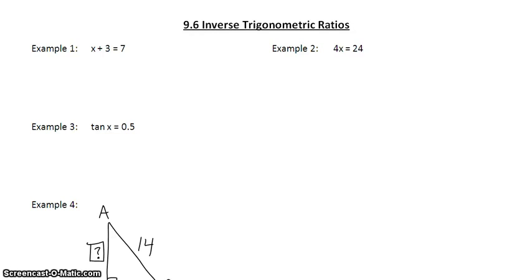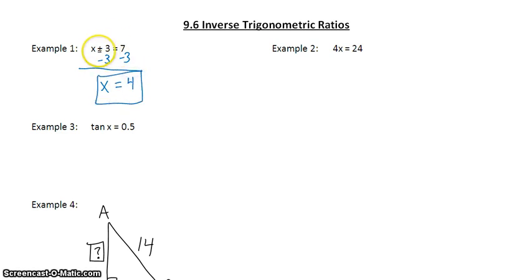In order to better understand inverse trig ratios, we're going to first look at two examples where you need to solve for x. In example number 1, we have x plus 3. We need to get rid of this plus 3 by subtracting 3 from both sides of the equal sign. Plus 3 minus 3 equals 0, and x plus 0 is just x. Drop the equal sign down. 7 minus 3 is 4.